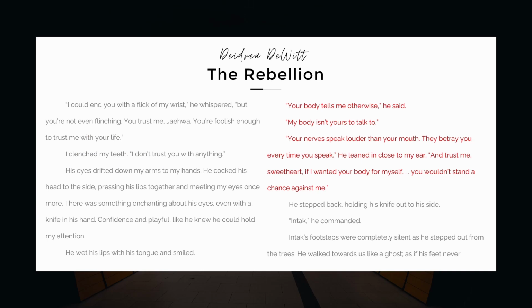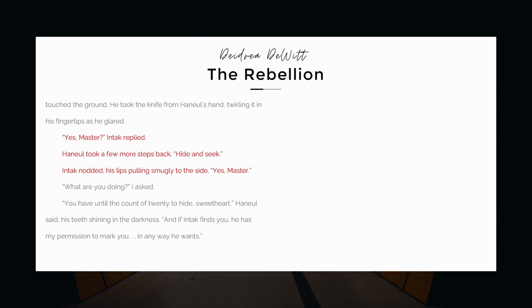This is how Hanul and Jaehwa talk to each other, but if you go a couple paragraphs down, you can see how Intak and Hanul talk to each other. This is their chemistry. And then here's what I'm talking about when I say it has an emotional impact when you use dialogue. "You have until the count of 20 to hide, sweetheart," Hanul said, his teeth shining in the darkness. "And if Intak finds you, he has my permission to mark you in any way he wants." That line is way better as a dialogue piece. It would not have the same effect as just plain narration.